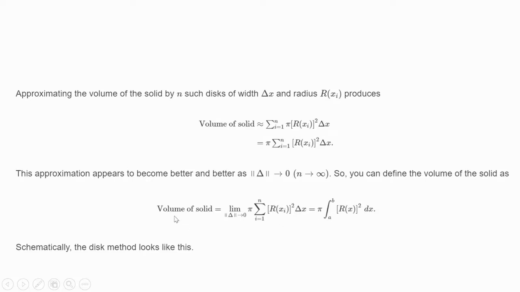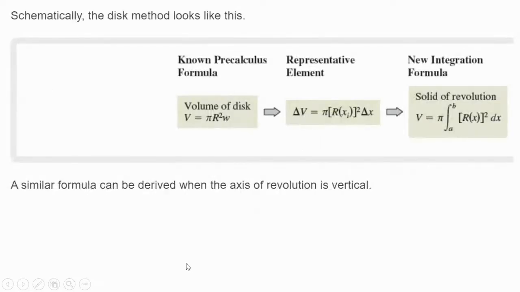So here's a formula that you have. The volume of a solid is equal to pi times the integral from a to b of capital R of x squared dx. And schematically, this disk method looks like this.